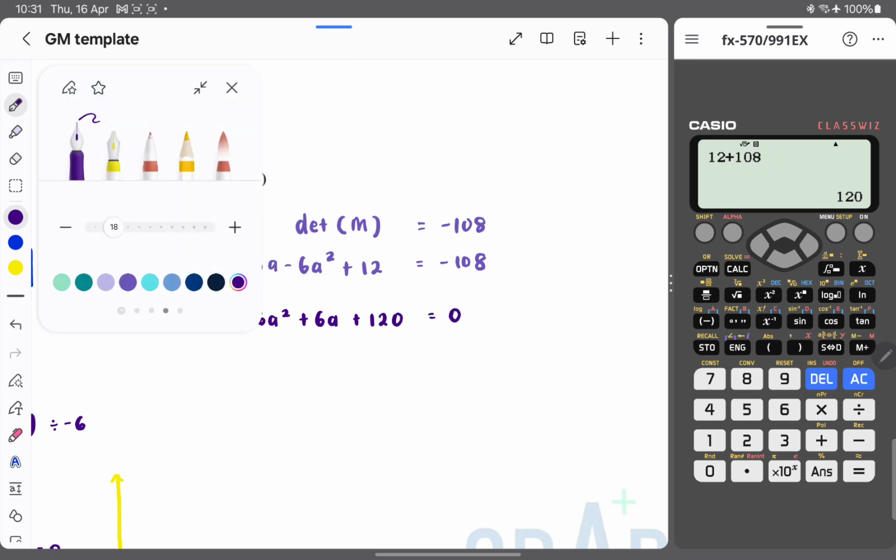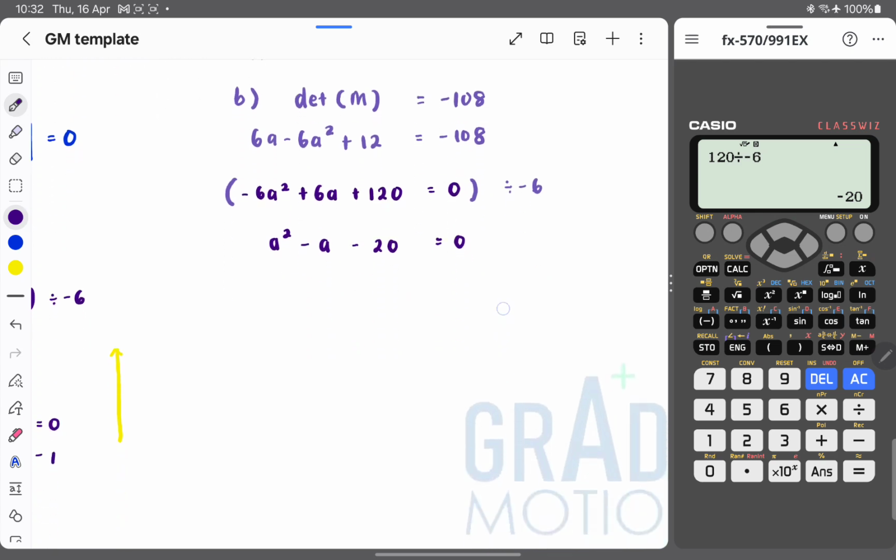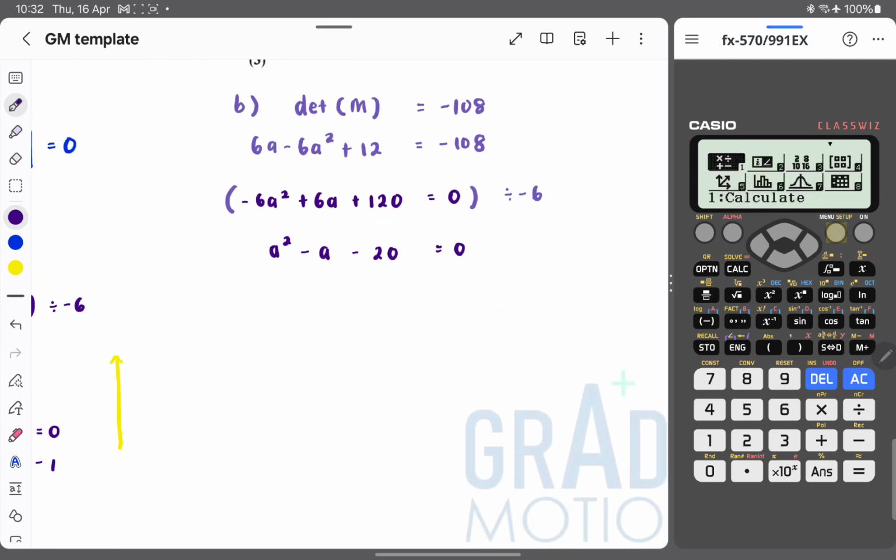We'll do the same thing. We will divide all of this by -6. So here we would have a squared minus a, and 120 divided by -6 gives -20, equal to 0. We'll do exactly like what we did before this.